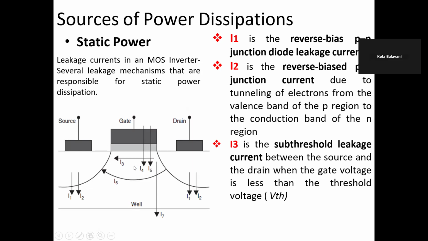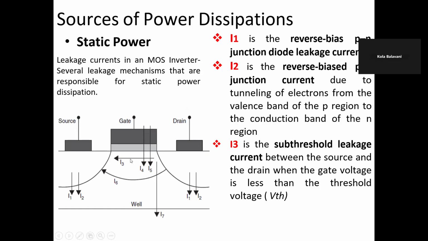This is called subthreshold leakage current, and this is I3. This is happening between the source and the drain, whenever the gate voltage is less than the threshold voltage. Here, we need to apply the voltage at the gate terminal. Threshold voltage means the minimum voltage required to operate the device. The minimum voltage required to conduct the device is called threshold voltage.